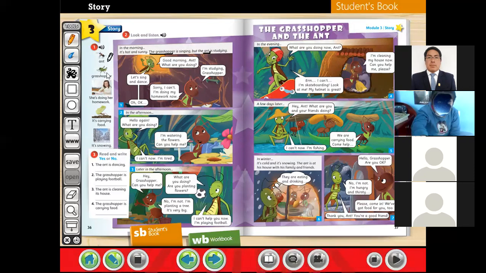Okay? Ant, grasshopper. Okay. She is doing her homework. It's carrying food and it's snowing. Underline, please, all the words in the vocabulary. Okay?